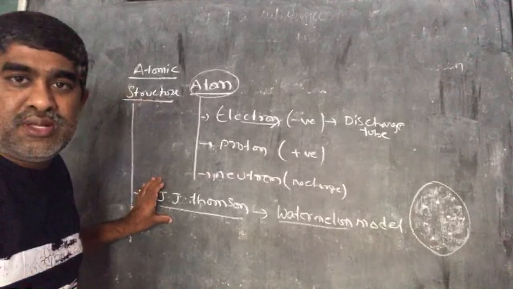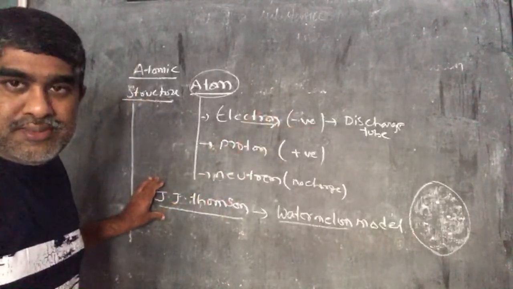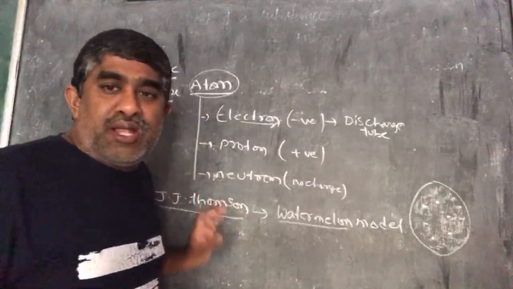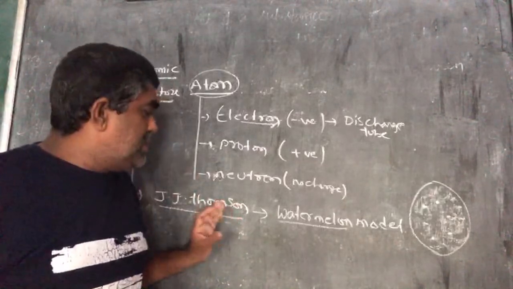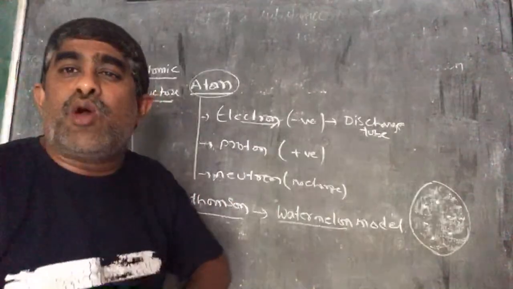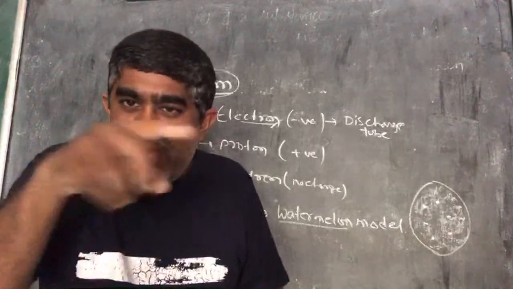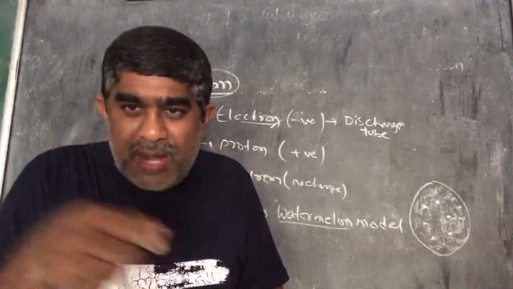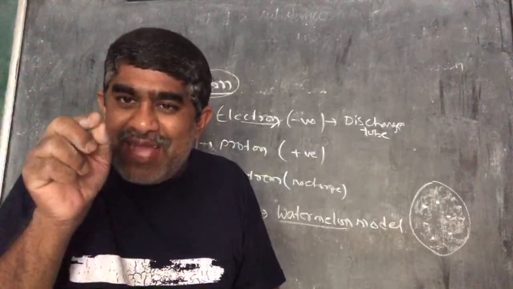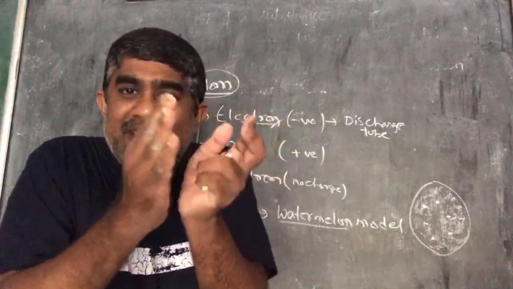He is the person who discovered the electron and he is the person who gave the atomic structure model. According to J.J. Thomson, his model is the watermelon model. You know watermelon. In a watermelon, you have the red part, that is the proton, and the black seeds are called electrons. That grey part acts as a shield.